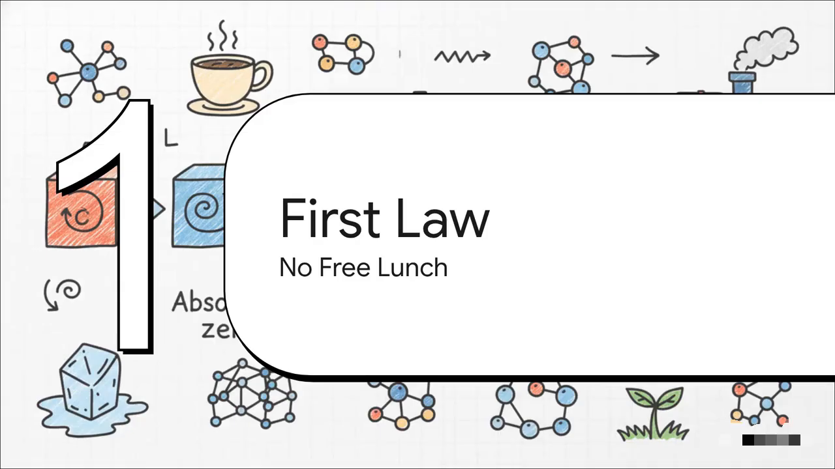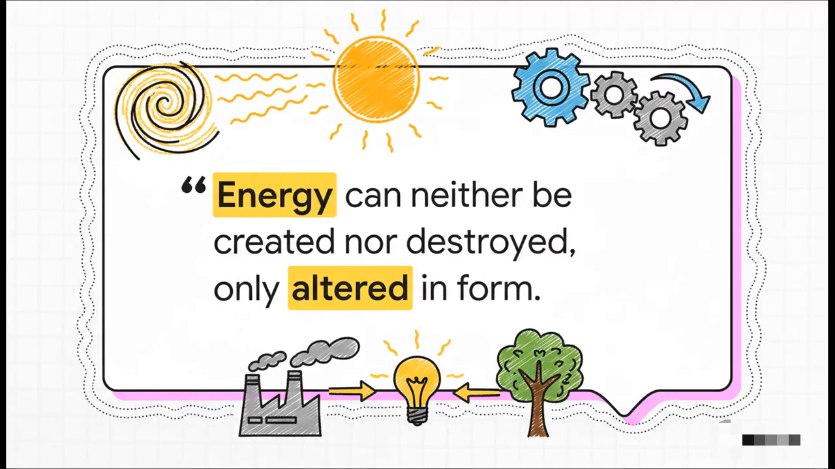Okay, so with that foundation laid, let's move on to the first law. This is where we go from just measuring temperature to really understanding the flow of energy itself. And here it is, the big one. I bet you've heard this before. Energy can neither be created nor destroyed, only altered in form. That's the first law. You can think of it as the ultimate unbreakable accounting principle for all the energy in the universe. No exceptions. You just can't create energy out of thin air.